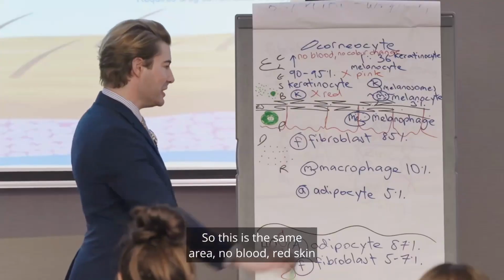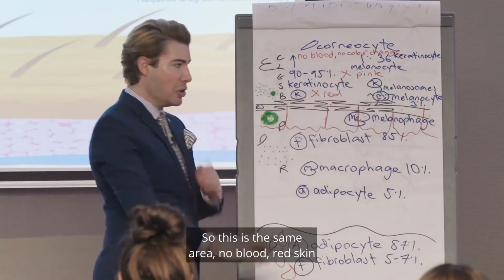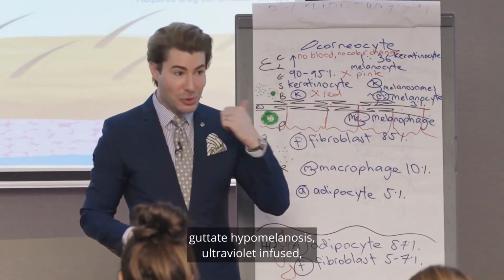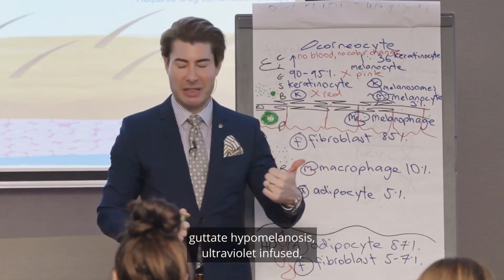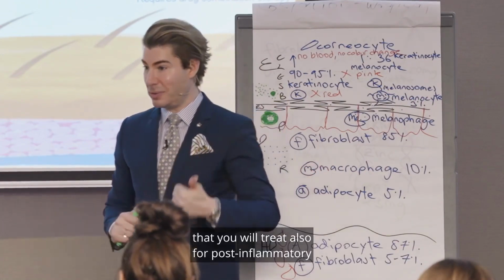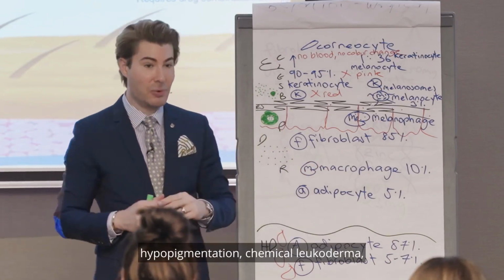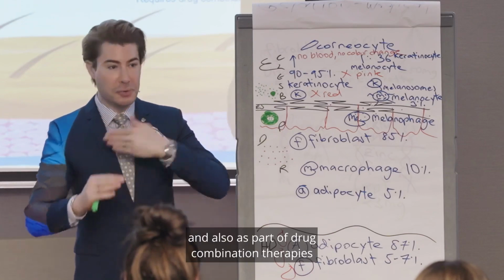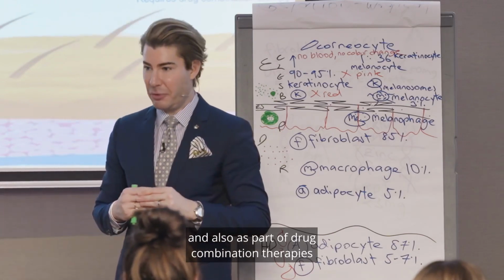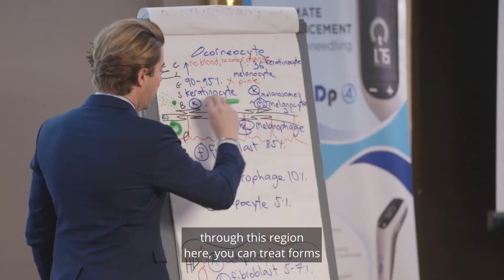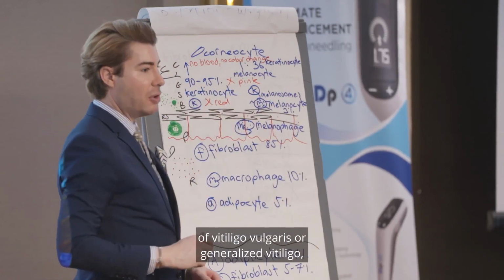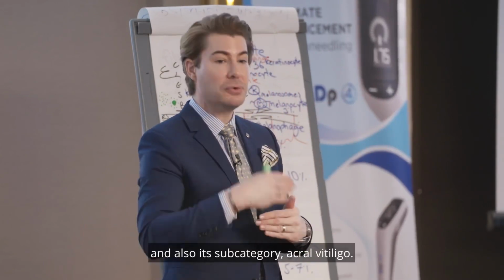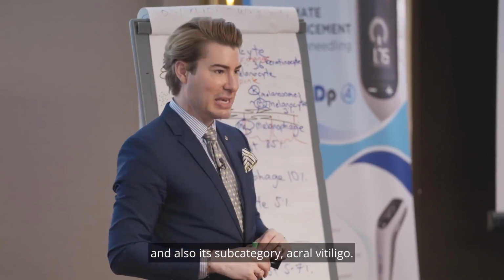hypopigmentation. So this is the same area, no blood, red skin, that you will treat and target for guttate hypomelanosis, ultraviolet induced. You will treat it also for post-inflammatory hypopigmentation, chemical leukoderma, and also as part of drug combination therapies. Through this region here, you can treat forms of vitiligo vulgaris or generalized vitiligo, and also its subcategory, acral vitiligo.